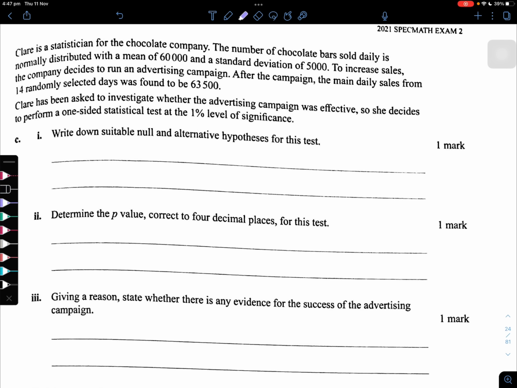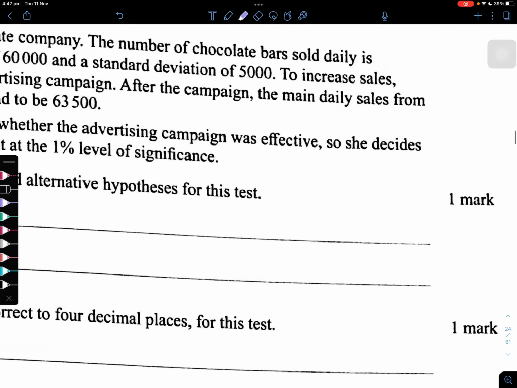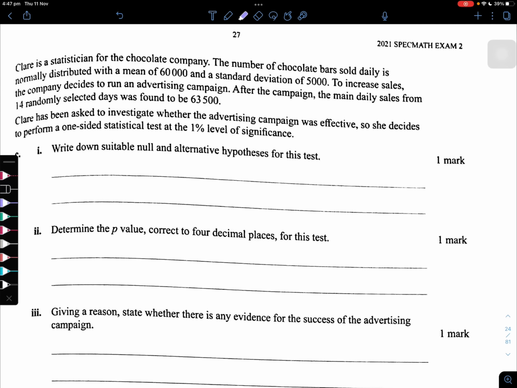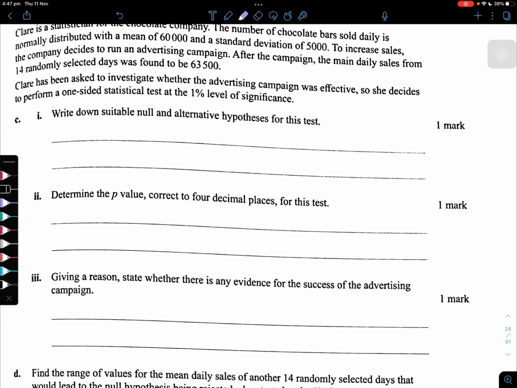Next question. Claire is a statistician for the chocolate company. The number of chocolate bars sold daily is normally distributed with a mean of 60,000 and a standard deviation of 5,000. To increase sales, the company decides to run an advertising campaign. After the campaign, the mean daily sales from 14 randomly selected days was found to be 63,500. Wait a minute, now that says main. Okay, I assume it means mean. That's a typo then.